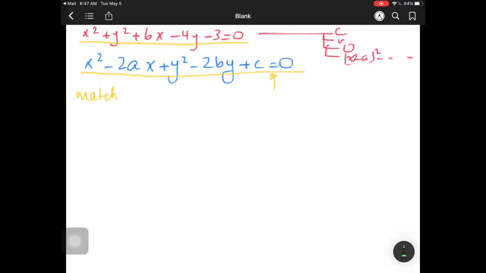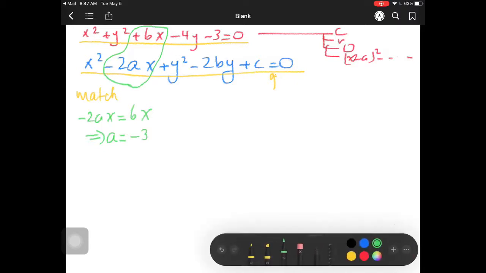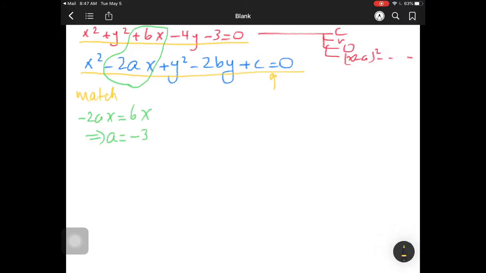So minus 2ax is the same as plus 6x. So now we're matching, or we're identifying. Minus 2ax is the same as 6x. This would give you that your a is negative 3. Let's do some more matching. Minus 2by is the same as minus 4y. This means that my b is 2.